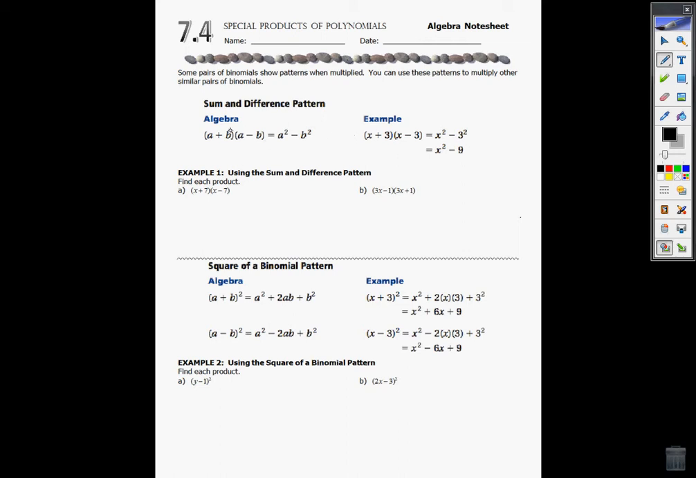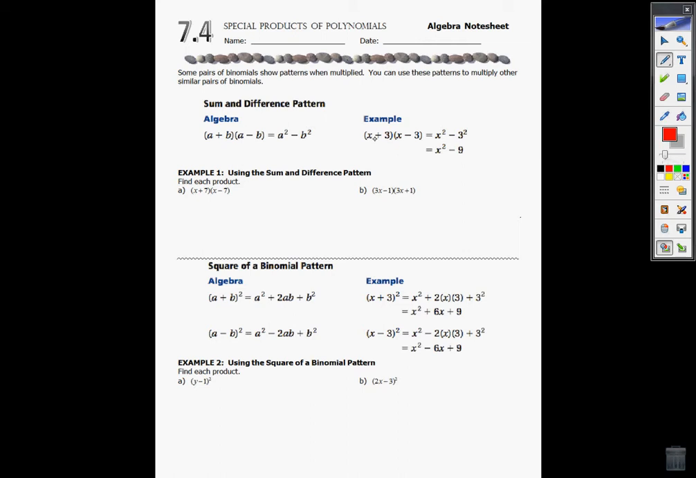So the first one is called a sum and difference pattern, and basically what that is saying is if you have a number plus another number times that same number just minus the other number, then your specific pattern comes out to just be the first number squared minus the second number squared. Now all of that might seem confusing when you're just talking about any number at all. So let's look at an example and then try and relate it back.